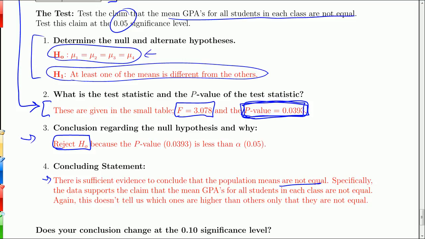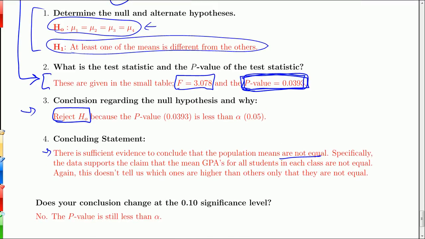Specifically, the data supports the claim that the mean GPAs for all students in each class are not equal. And again, this doesn't tell us which ones were higher or which ones were lower, only that they are not equal. Right. So in that sense, the ANOVA test falls a little bit short. But if you do have a lot of different populations, you might be able to take this ANOVA test and then do just a few 2-sample tests and really make some stronger statements.